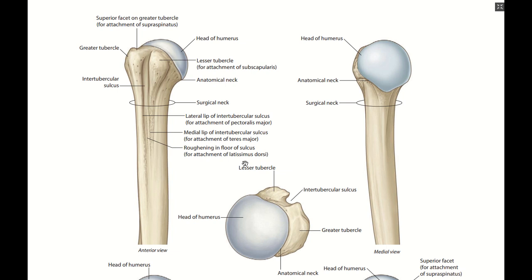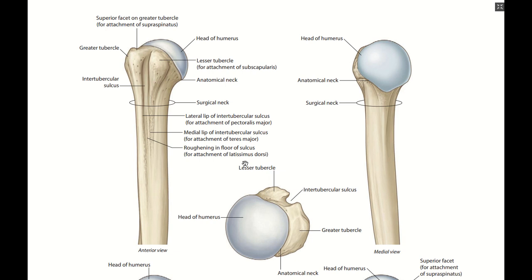Today we are going to talk about osteology, mainly the humerus. The humerus is a long bone, one of the longest bones in the upper limb, the longest bone in the body being the femur.